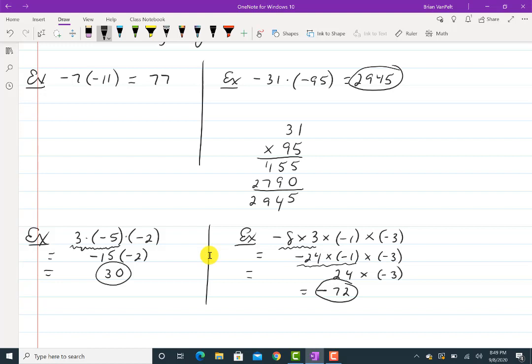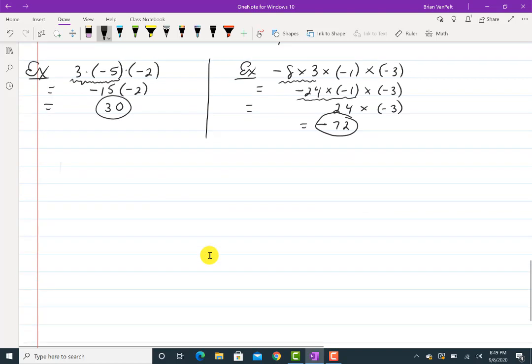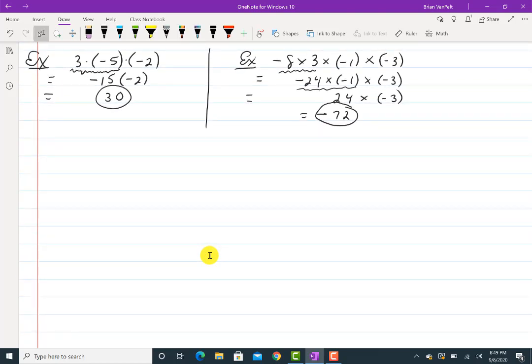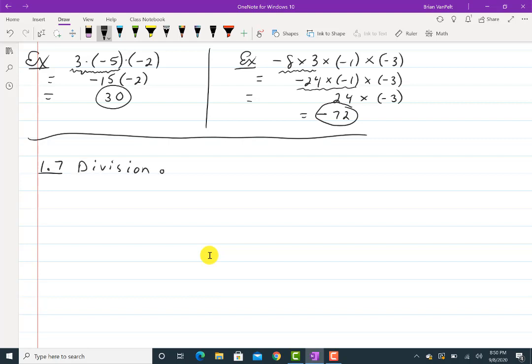Now we'll do some more stuff, but for the time being, I just wanted to get multiplication out of the way. Once we get division here, then I'll be able to do some combinations of things. So we'll go into 1.7. This is division of integers.